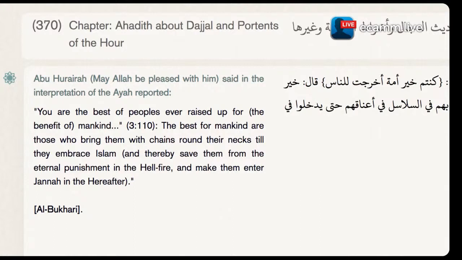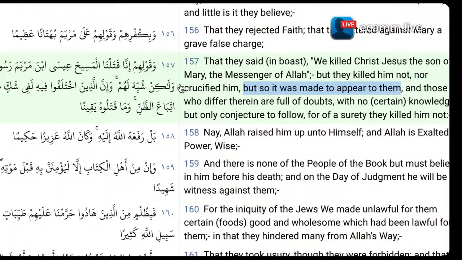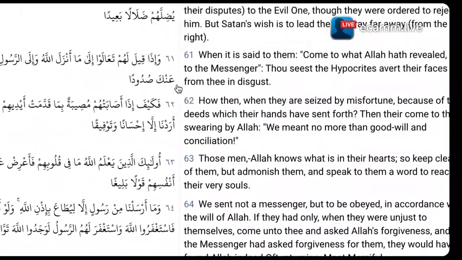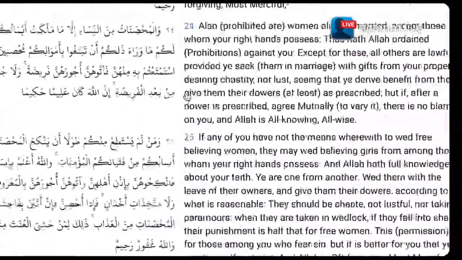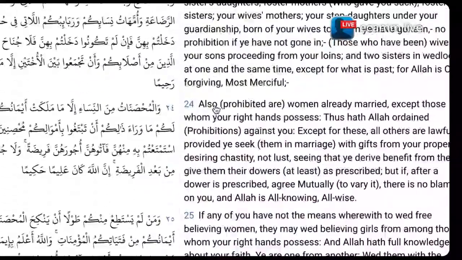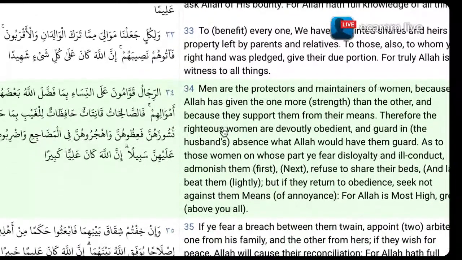And this is why the Quran says that men are in charge of women. This is why even the man can beat his wife, in chapter 4, verse 34, if you remember. "Ar-rijalu qawwamuna 'ala an-nisa." You remember this verse?